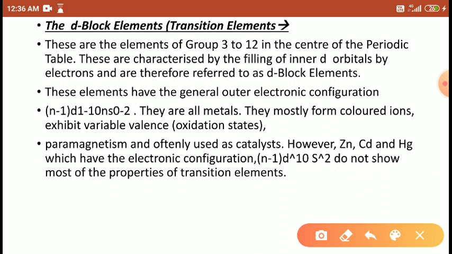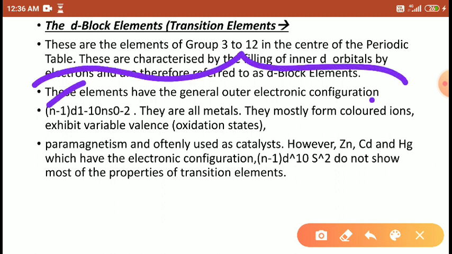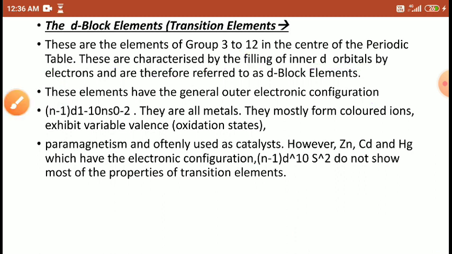D block elements are the 3 to 12 group of elements, and it is called D block because of the filling of inner D orbitals. Filling means the shifting of the electrons into the D orbitals. Therefore, it is referred to as a D block element. The general electron configuration is (n-1)d 1 to 10, ns 0 to 2.